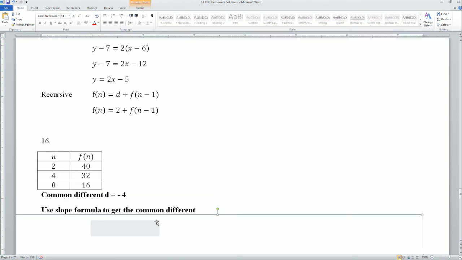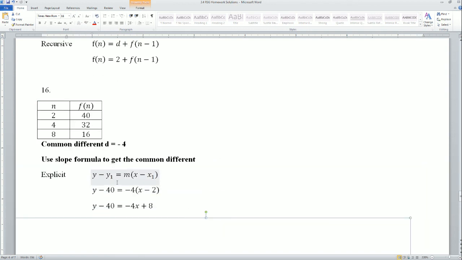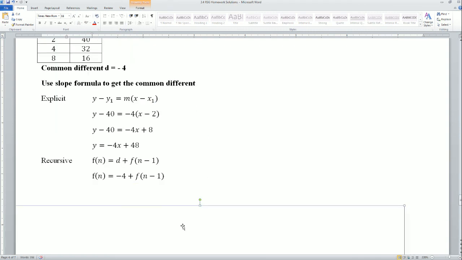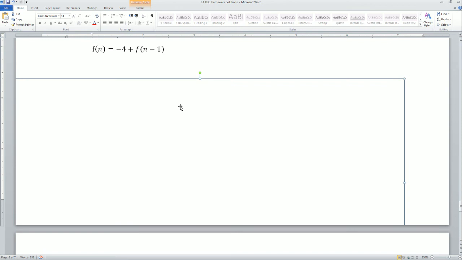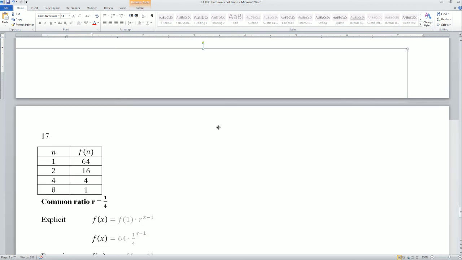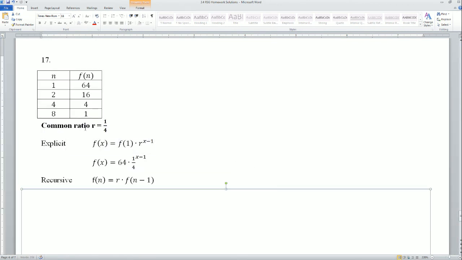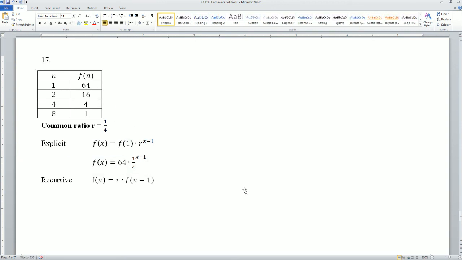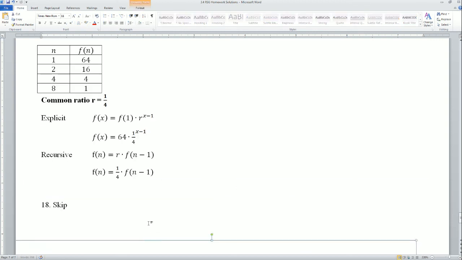16, common difference here was -4. Again, I'm using the slope formula to find that. I'm using y minus y1 equals m parentheses x minus x1, point slope form, to get my equation. There you go. And is that it? Nope, we have 17 as well here. I got the common ratio using the first term of the equation to solve for it. Okay, there's the recursive as well.